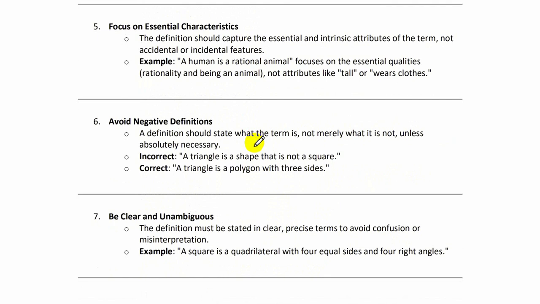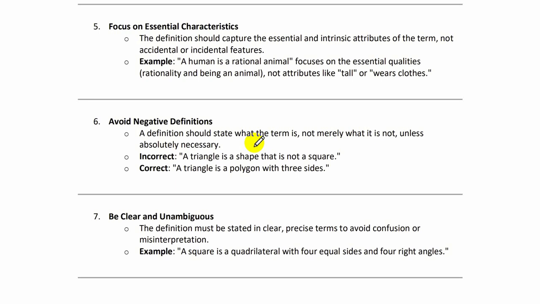Focus on essential characteristics. The definition should capture the essential and intrinsic attributes of the term, not accidental or incidental features. Example: a human is a rational animal focuses on the essential qualities, rationality and being an animal, not attributes like tall or wears clothes.